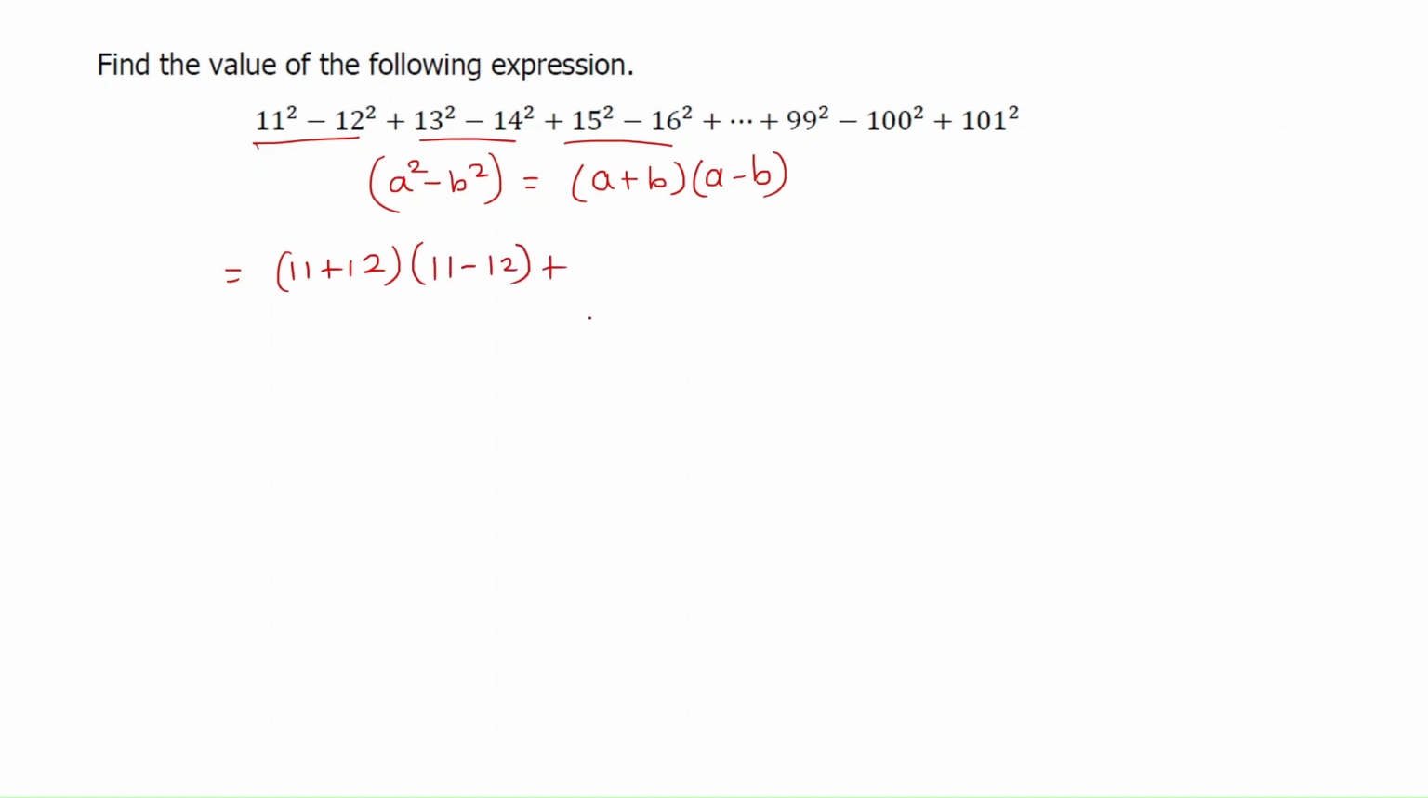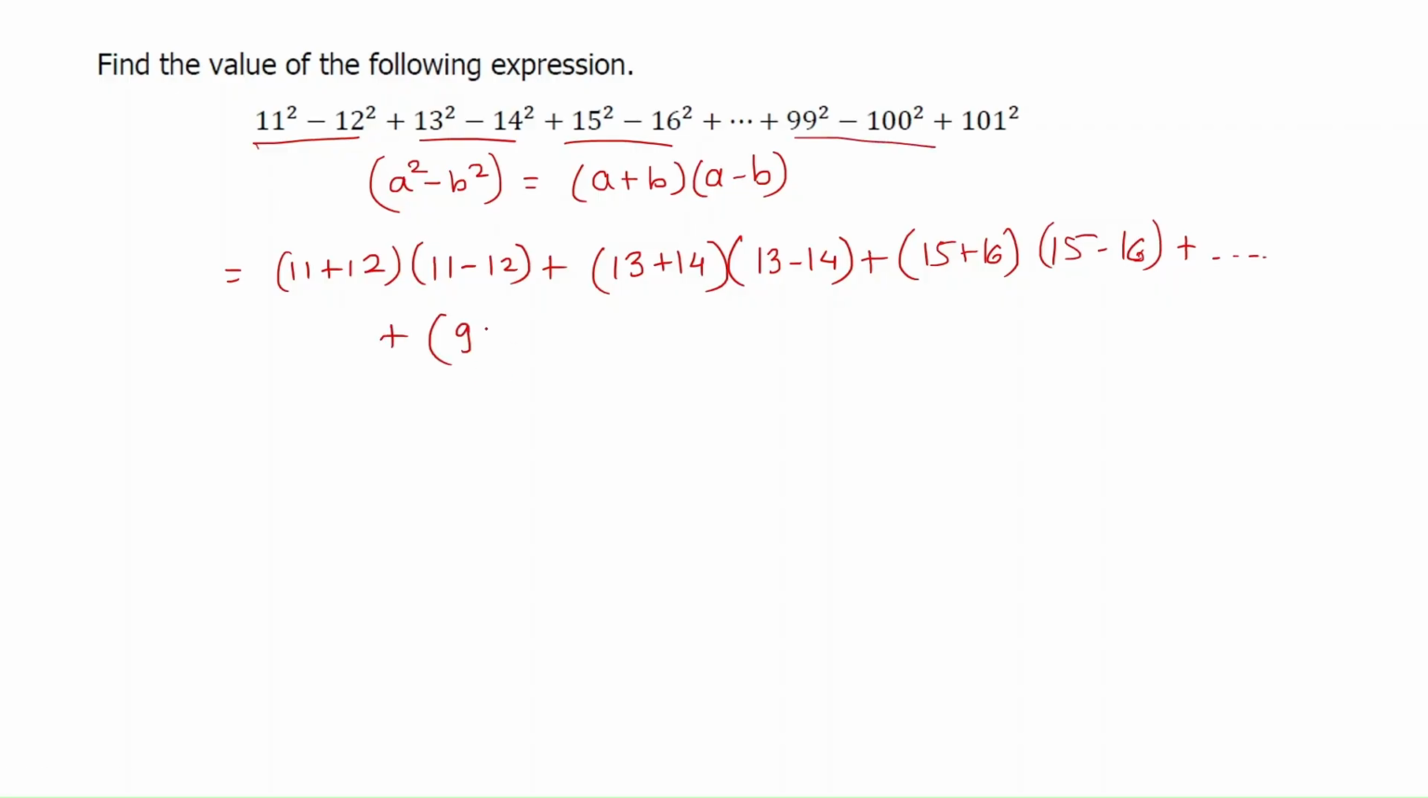Okay, for this pair, 13 plus 14 into 13 minus 14. For 15 square minus 16 square, it will be 15 plus 16 into 15 minus 16. Okay, plus so on. Let's find for this also. Plus 99 plus 100 into 99 minus 100, and the last term we will keep as it is. So it is 101 square, right?